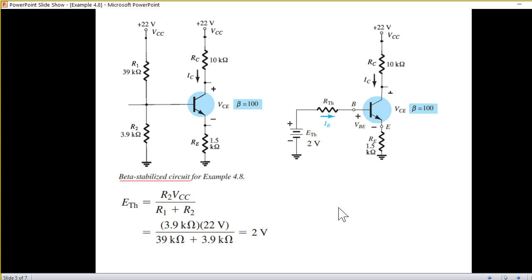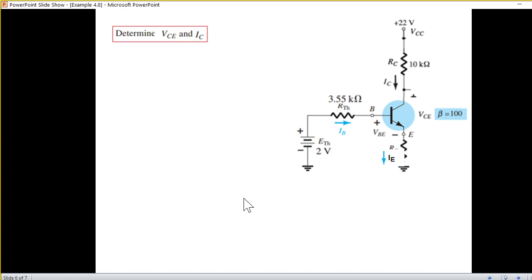And now R Thevenin, we have learned that they can be solved in parallel. So R1, R2 in parallel, and putting in the values, the answer will be 3.55 kilo ohm. So this is 3.55 kilo. Now we'll use this circuit to find the parameters. First we'll try to find IC, but for that, because we know that IC is equal to beta times IB, if we can find IB, we can easily find IC. And IB we can find from this loop here.